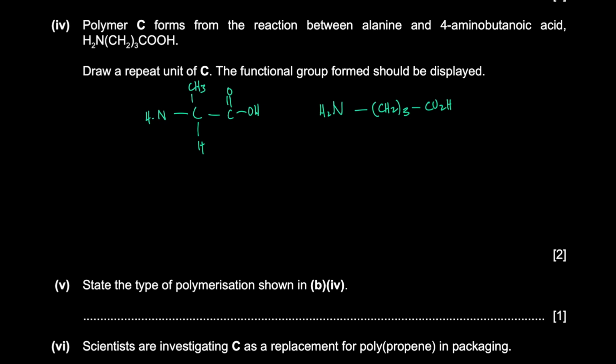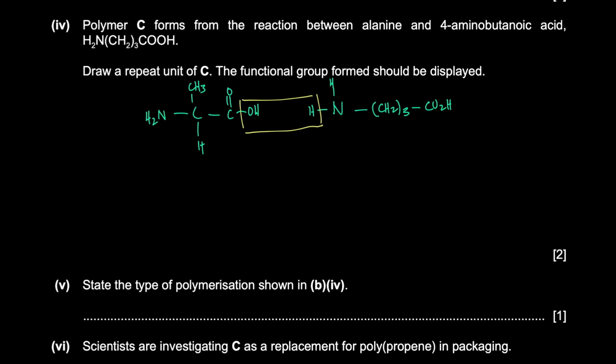Now, what kind of polymerization do we have here? We have condensation polymerization. If you remember the amide, the amine and the carboxylic acid group react to form an amide linkage, right? So condensation polymerization takes place. So what happens is that these react, and the CO2H here reacts with the NH2 here.